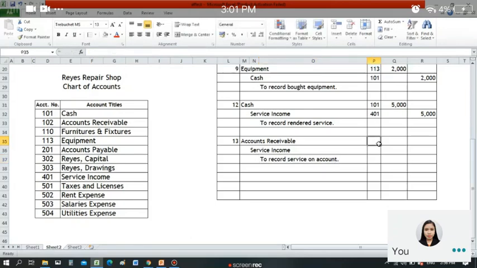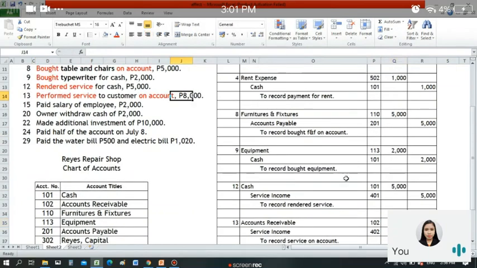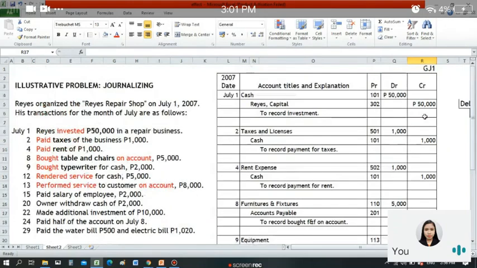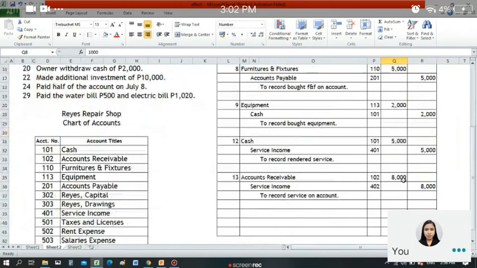So accounts receivable is 102 and then the service income is 402. The amount is 8,000. Pag sulat ng amount, kailangan pantay-pantay yung ones, tens, hundred. Hindi lahat naka-center. Make sure na pantay-pantay. Kaya yun ang nakikita nyo dyan.